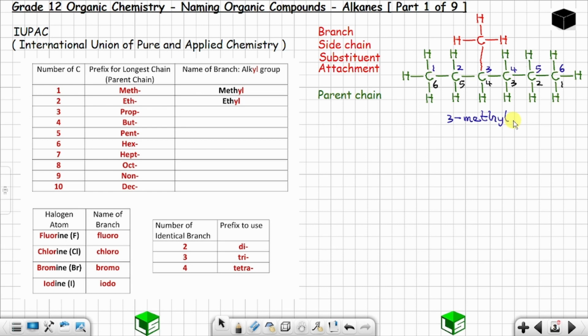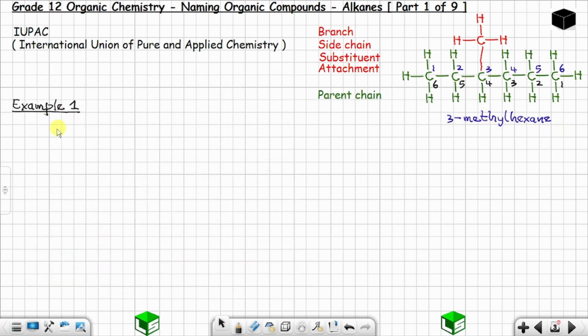And then you follow it by the name of the parent chain. So you have 6 carbons. So you are going to use hex, and then you follow it by the suffix ane. So it will be hexane. You can see, the name of this compound will be 3-methylhexane.